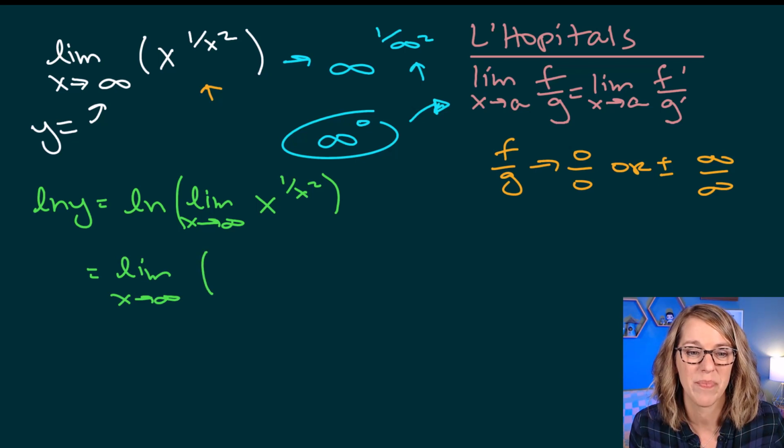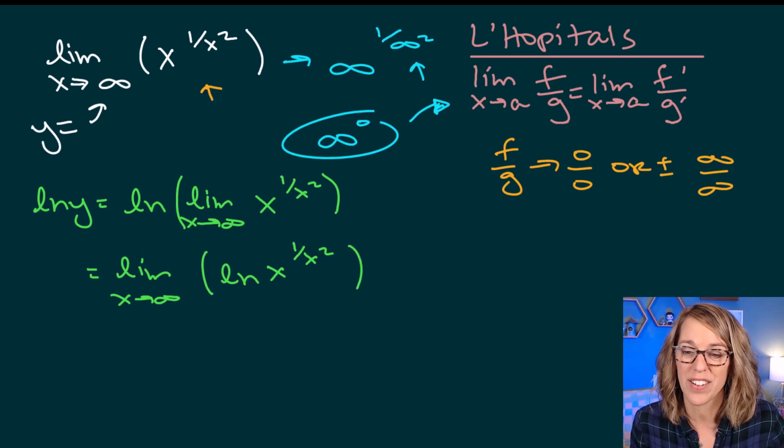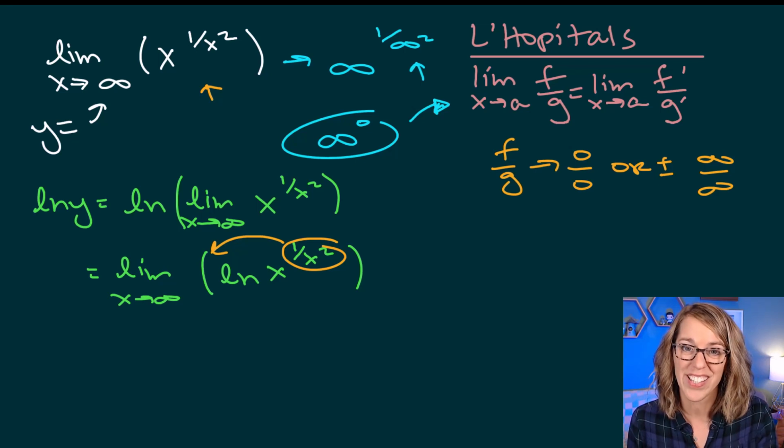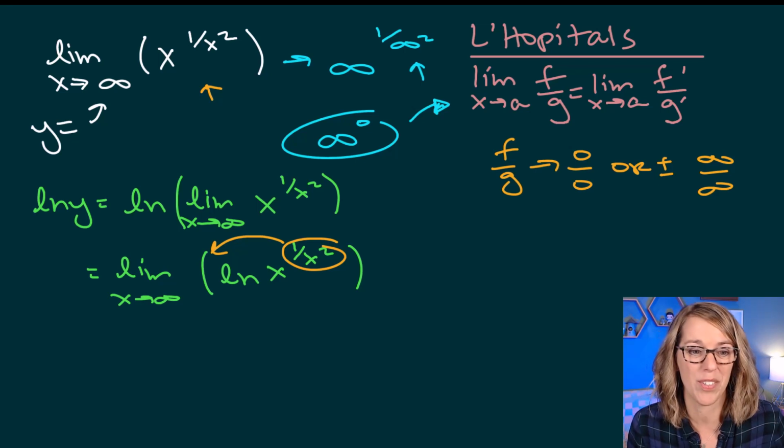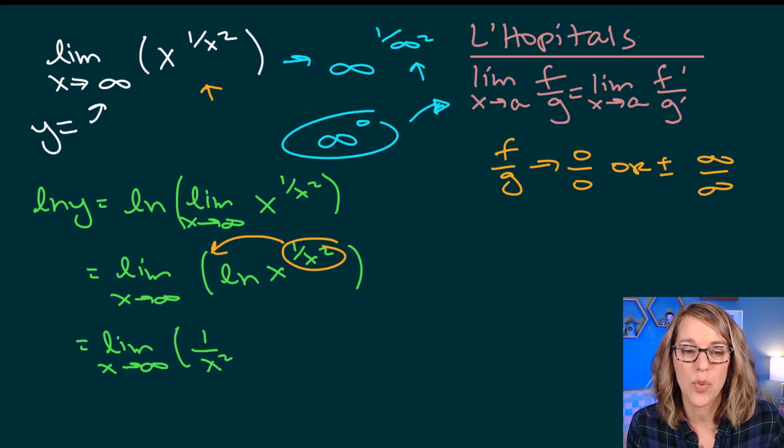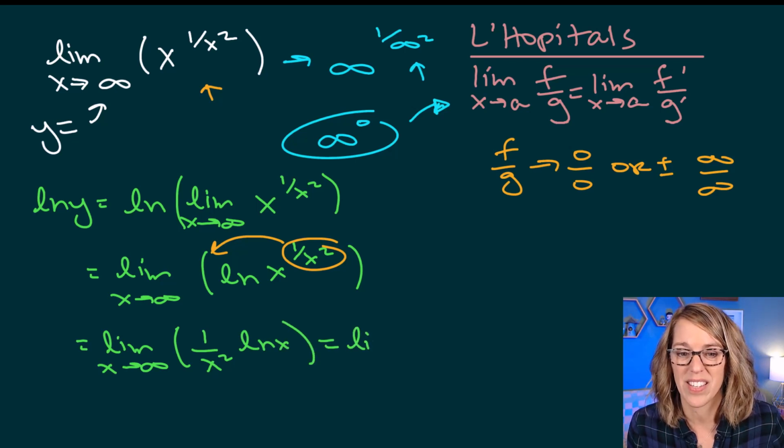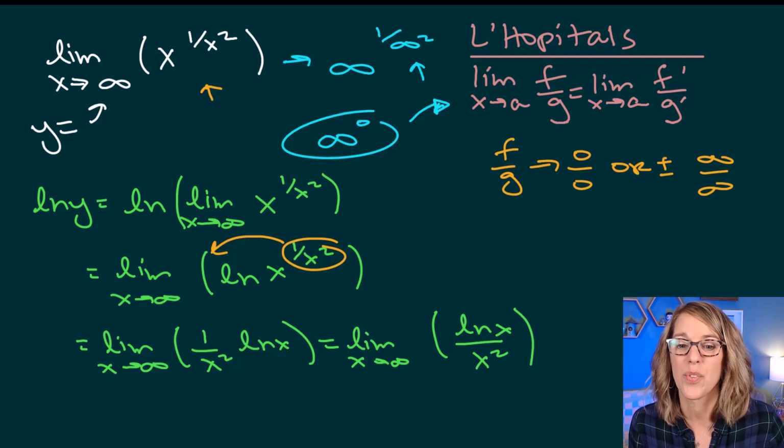Okay, so x to infinity. I have my natural log of x to the 1 over x squared. Well, I've got a power inside that natural log, so I can bring the power out in front. This gets me really, really close to being able to satisfy the condition of L'Hopital's. So I still have this limit out in front, x approaches infinity, but I can move the 1 over x squared in front of the natural log of x, and I can rewrite this. So limit as x goes to infinity, still have not applied that yet, of the natural log of x over x squared.